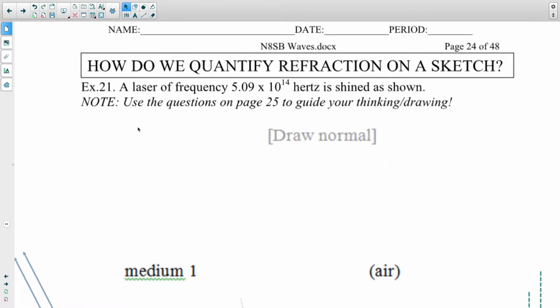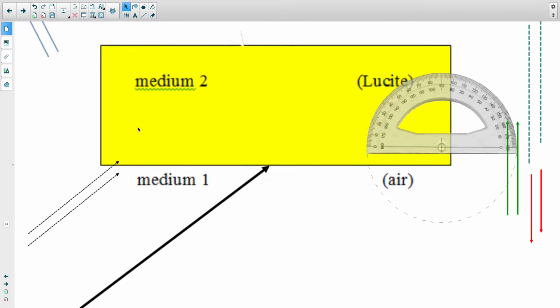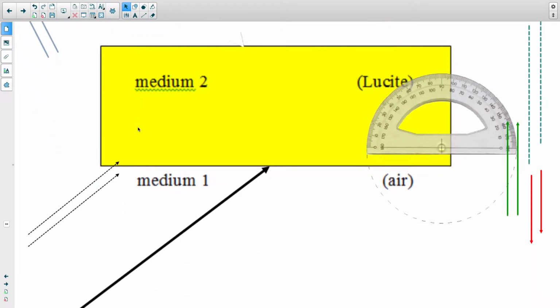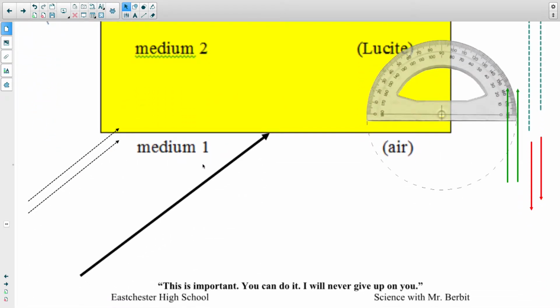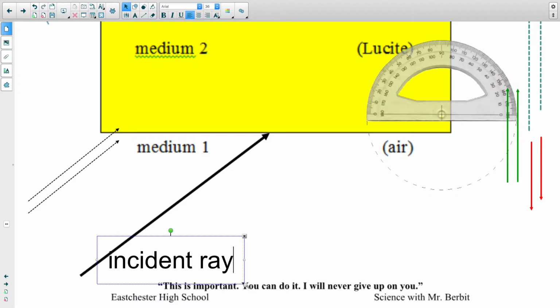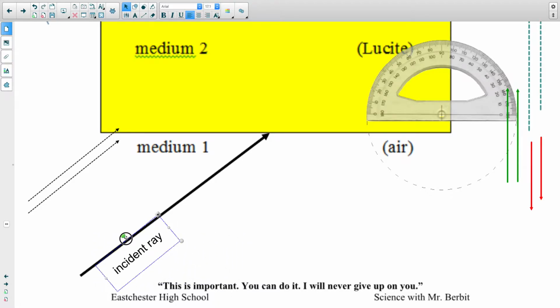So how do we quantify refraction on a sketch? Here's the way you'll normally see this. I have a few pre-drawn lines that are going to help us get through this. Basically, here's what happens. You have an incident ray. Here it is. This is your incident ray. Your incident ray is just the light ray coming in.